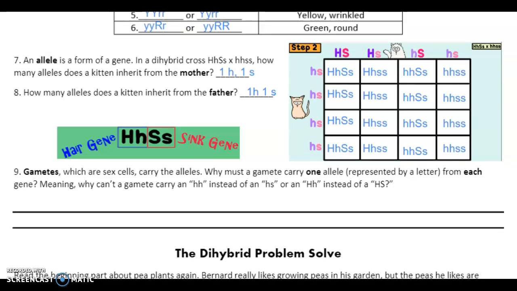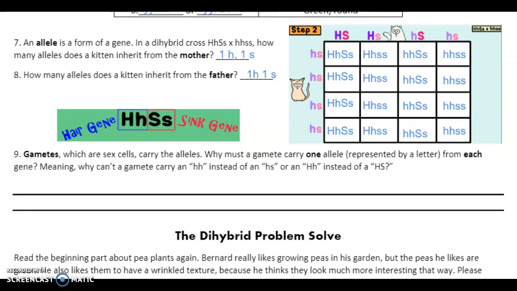So gametes, which are sex cells, carry the alleles. Why must a gamete carry one allele represented by one letter from each gene? Meaning, why cannot a gamete carry an HH instead of an HS, or a big H, little h instead of an H or S? Okay.